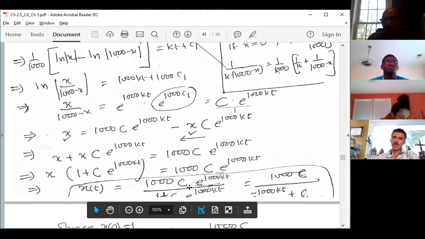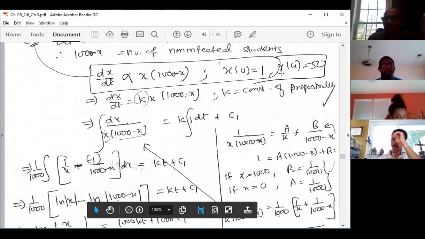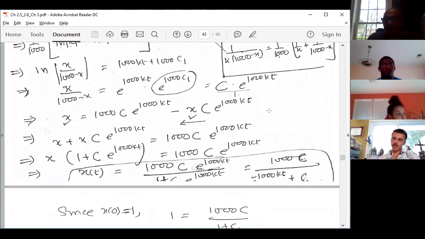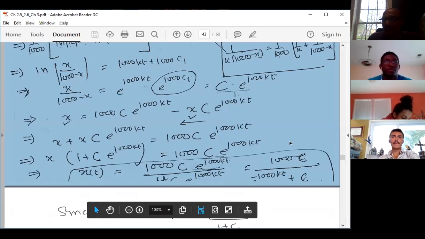So 1000 C over, here it is e to the power 1000 kt, but nothing is there. So let me write negative because you are dividing throughout. So e to the power negative 1000 kt, and this will be plus C. So this is your x(t). Now I'm going to use my first initial condition, x at 0 equal to 1, and then the second, because right now I have two constants. One is k and another is c. Agree? K and c. And two initial conditions will give me the values of these two constants.